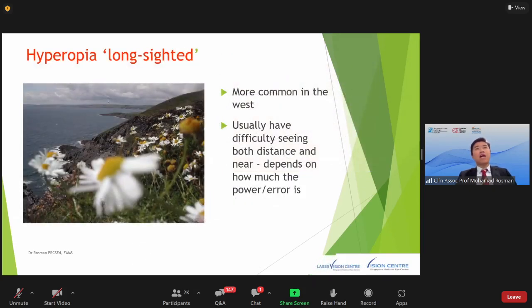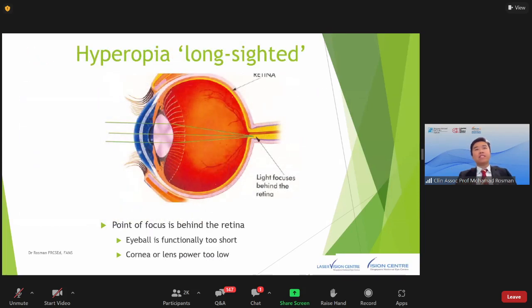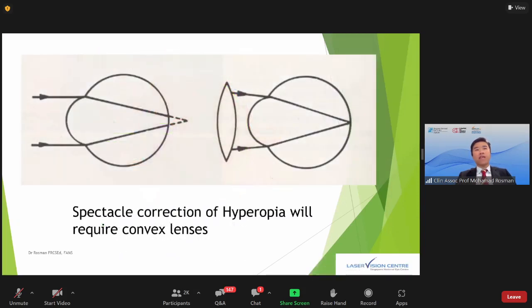In long-sightedness or hyperopia, this is not to be confused with presbyopia. In long-sightedness, which is more common in the West, patients have more difficulty seeing near, even when they're young. And the reason is because the focus point is behind the retina. Either the eyeball is too short or the lens or cornea power is too low, and they need convex lenses.